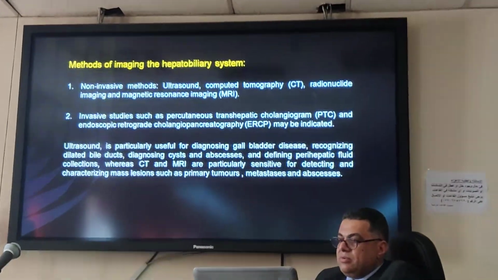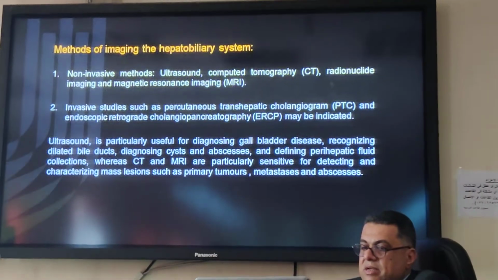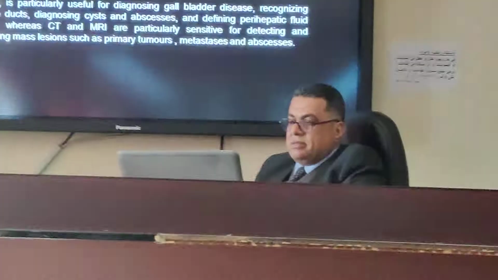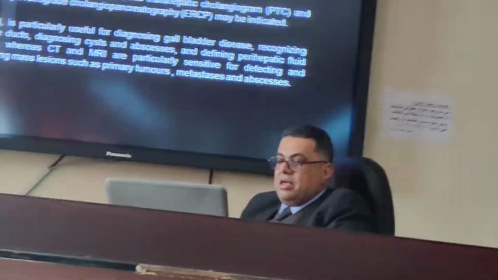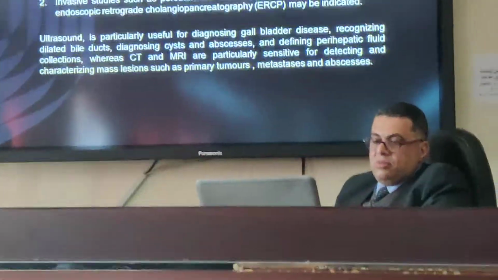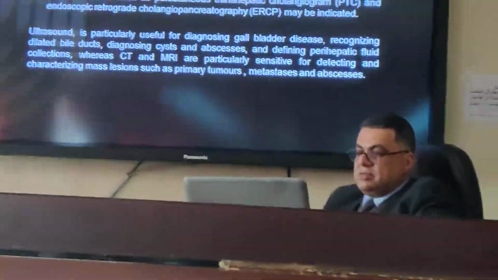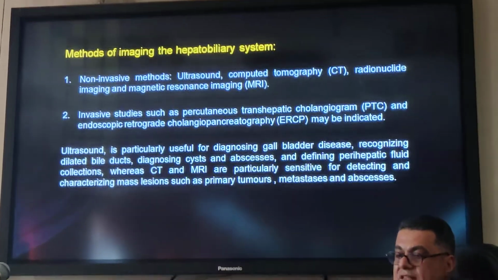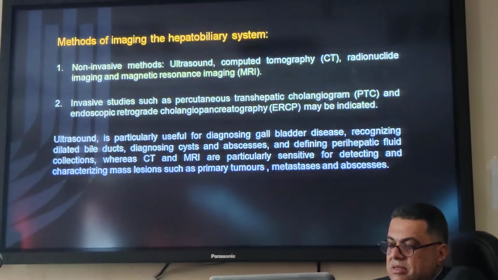Ultrasound is used for diagnosis of gallbladder disease, recognizing dilated bile ducts, diagnosis of intrahepatic cysts and abscesses, and defining perihepatic fluid collection, whereas CT and MRI are particularly sensitive for detection and characterization of mass lesions such as primary tumors, metastases and liver abscess.